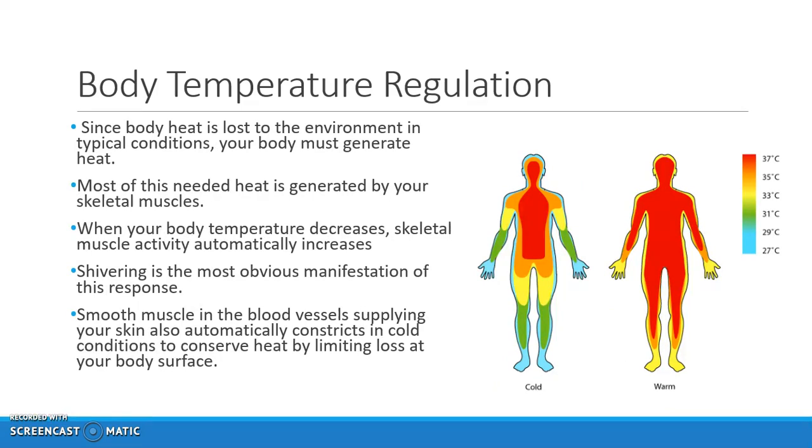Body temperature regulation. Since body heat is lost to the environment in typical conditions, the body must generate heat to maintain a normal temperature. Most of this heat is generated by your skeletal muscles. When your body temperature decreases, skeletal muscle activity automatically increases to generate heat. Shivering is the most obvious manifestation of this response. Smooth muscle in the blood vessels supplying your skin also automatically constricts in cold conditions to conserve heat by limiting your body surface.